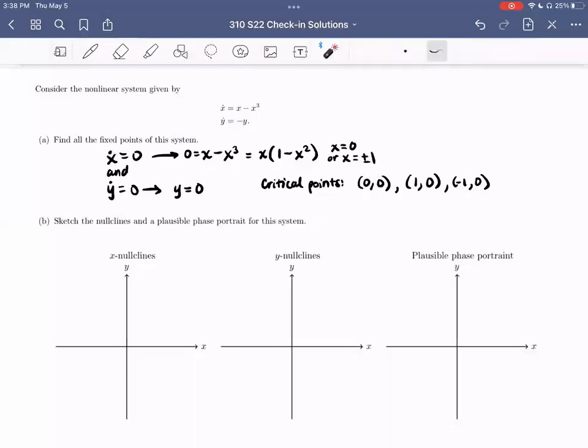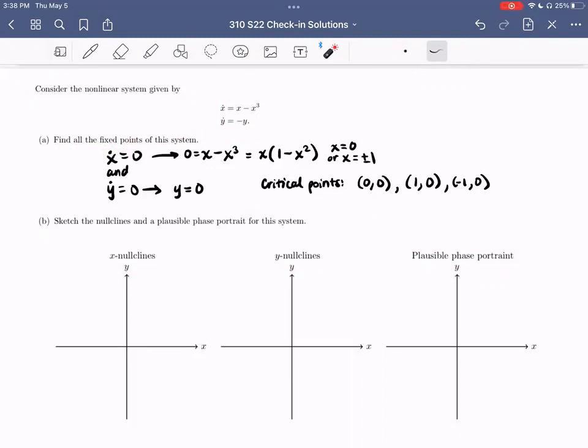Okay, we are going to do an example where we find critical points for a system of differential equations. We find the x nullclines and the y nullclines, and then from that information, we sketch a plausible phase portrait. Well, first we should find the critical points, or in this case, I call them fixed points, it's the same thing.